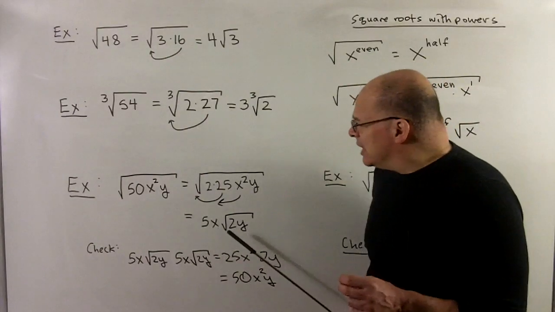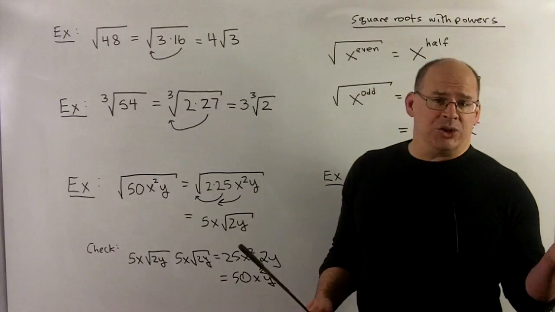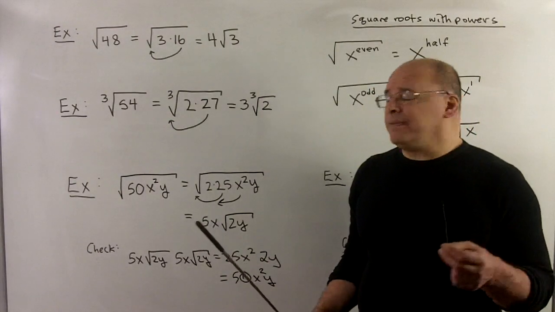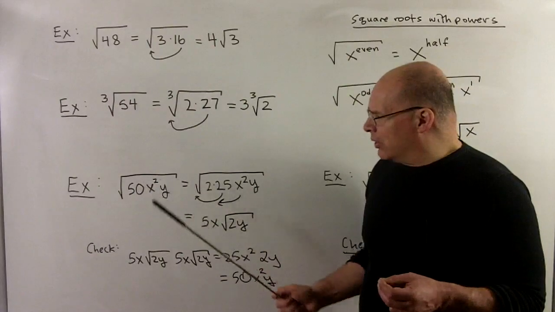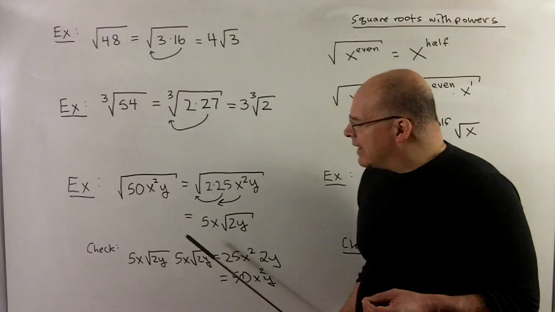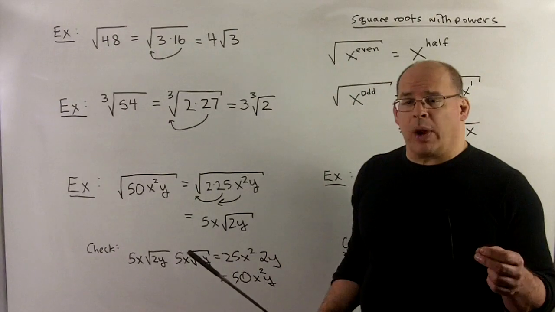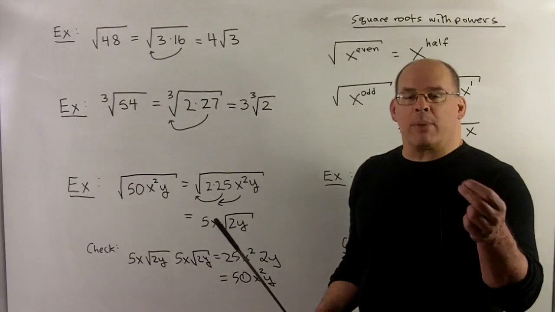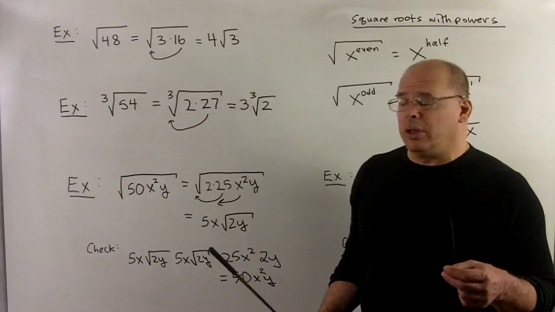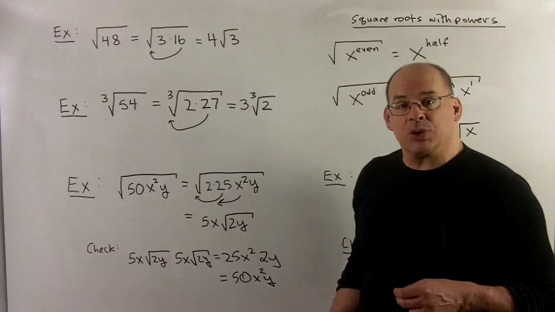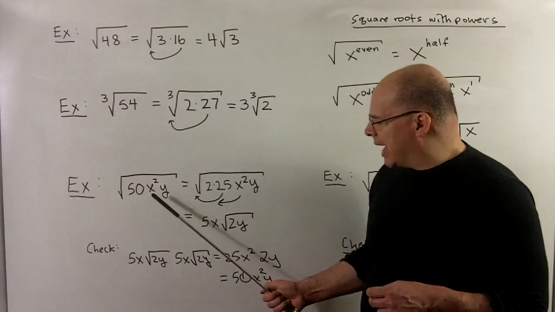If this answer seems unlikely, we can always check as usual. I'll just take our answer, multiply it by itself, and make sure what comes back is what's under the original radical. So if we do this, okay, 5x and 5x gives us 25x squared. I've got radical 2y times itself, and so remember our rule is just throw away the radical. So that gives us a 2y, and that gives us 50x squared y, as expected.